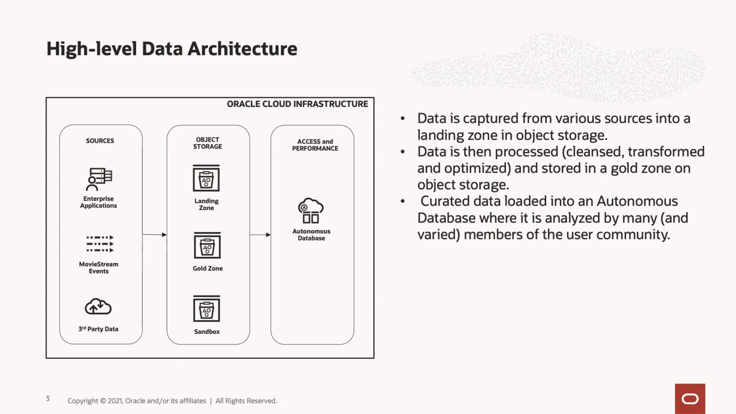Now, Autonomous Database serves as the access and performance layer. So data is either going to be loaded from the gold zone or the landing zone from the data lake into the warehouse, or that data can be accessed dynamically using SQL. Once in Autonomous Database, hundreds of analysts and data scientists are going to be performing sophisticated analyses, and they're going to get fast performance, and they're going to be able to use their favorite tools. So they could be using Oracle Analytics Cloud, Tableau, Excel, and more.